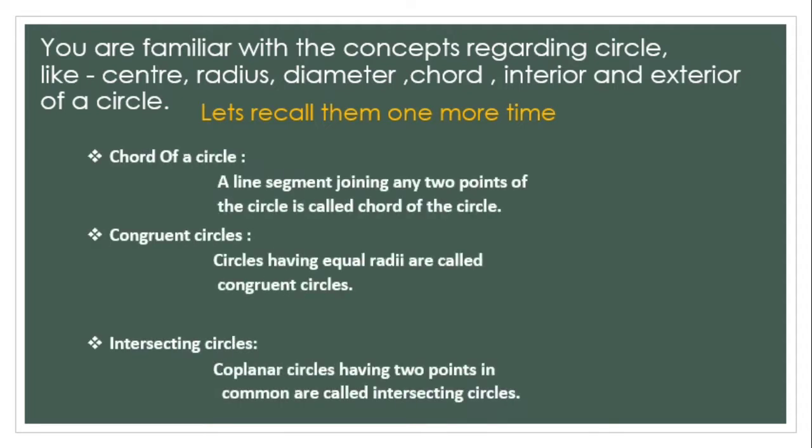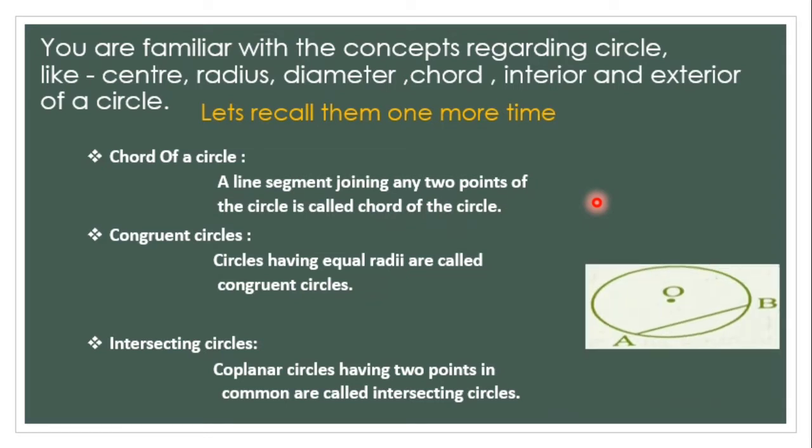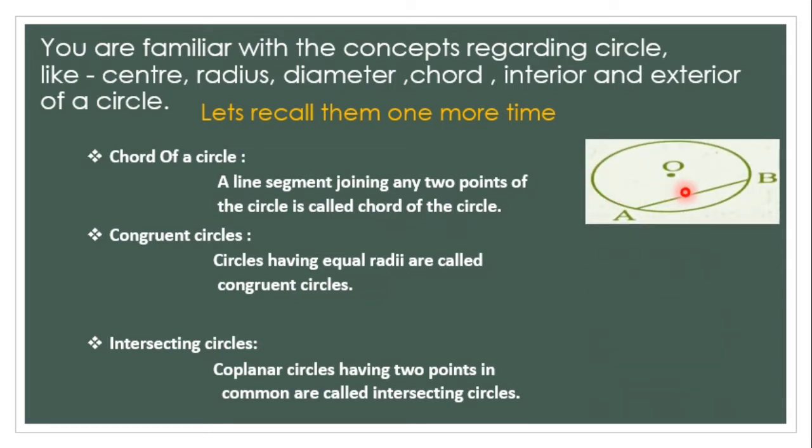So here are some definitions. First is chord of a circle. So here is the definition. A line segment joining any 2 points of the circle is called the chord of the circle, and here is its figure. Here we can see a circle with center O.